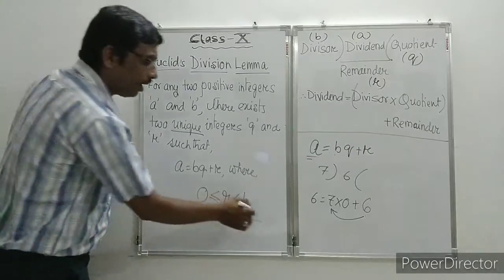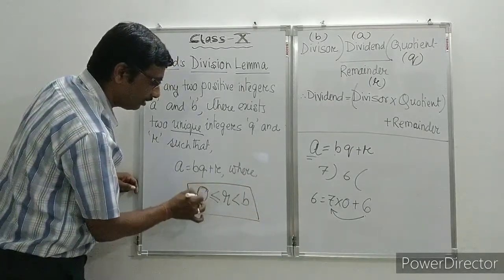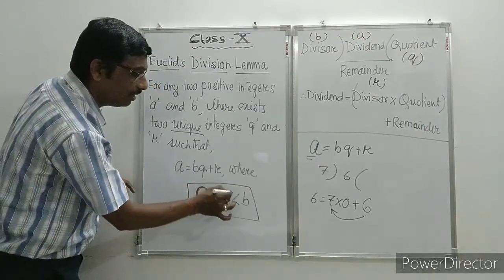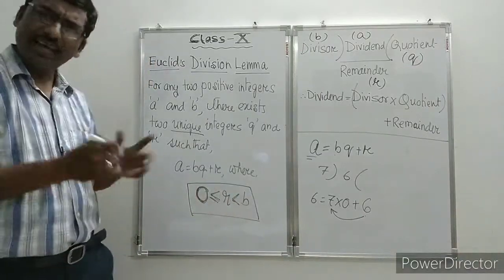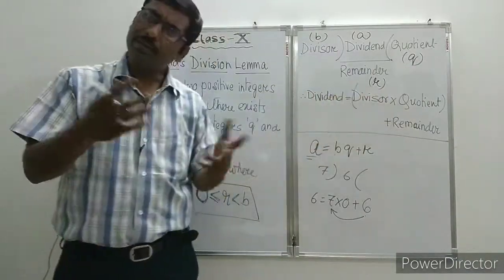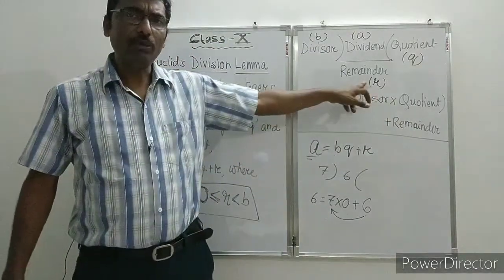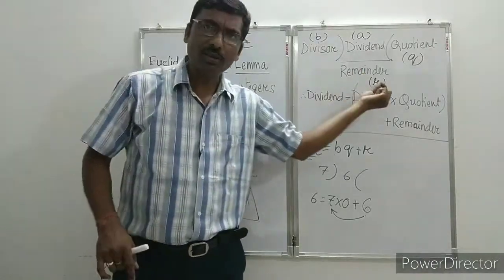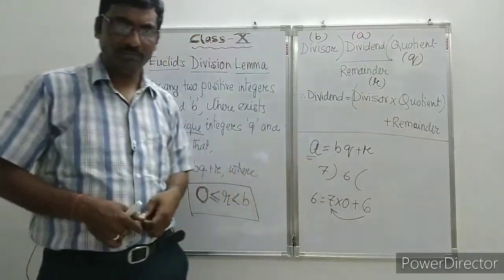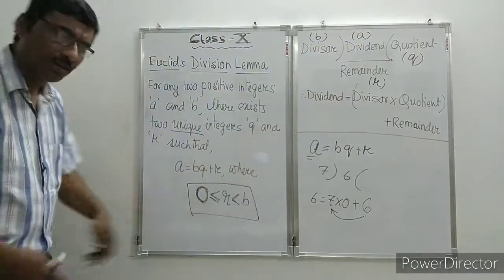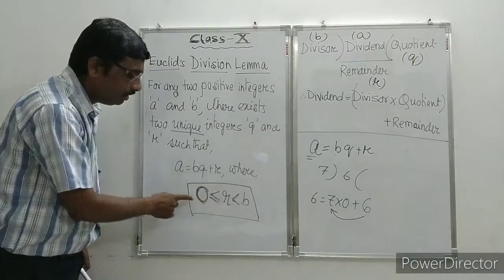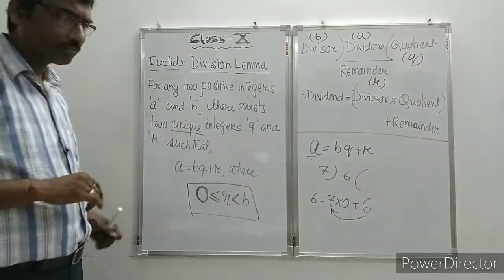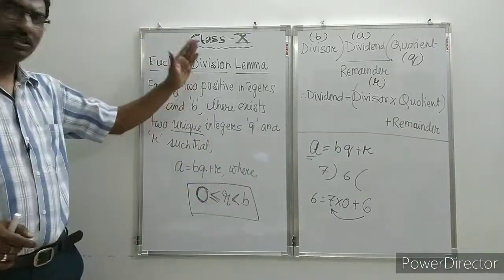And here the most important part is the condition given. What will be the condition? 0 less than or equal to r less than b. As usual, if we divide a number, the remainder may become 0 or may not. But the value of the remainder will always be less than the divisor. Always, because if it is equal to the divisor, we can divide again. So here also, r will be 0 or greater than 0, but always less than b. Okay, this is our Euclid's division lemma.